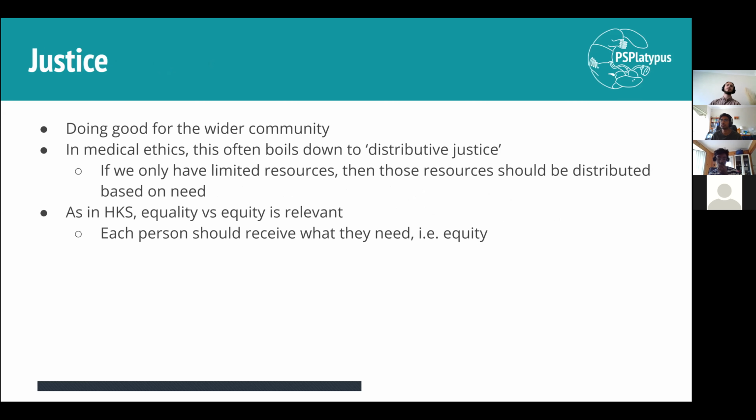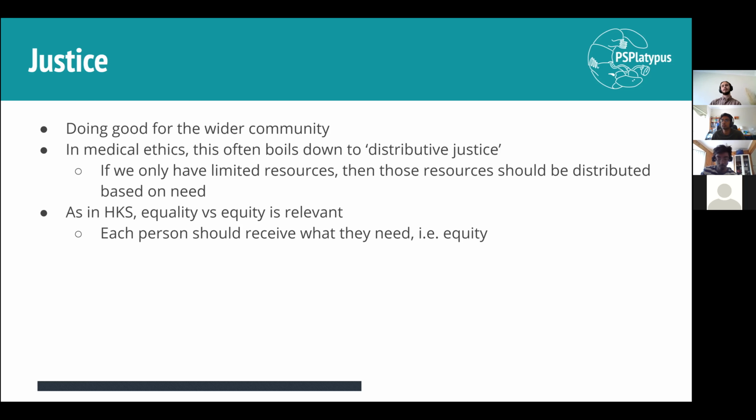And finally, justice. So that's generally doing good for the wider community. In medical ethics, this often boils down to distributive justice, so the justice of distribution of resources. So if we don't have unlimited resources, then we need to make sure that those resources are being distributed based on need and with no consideration of the social characteristics of a patient.